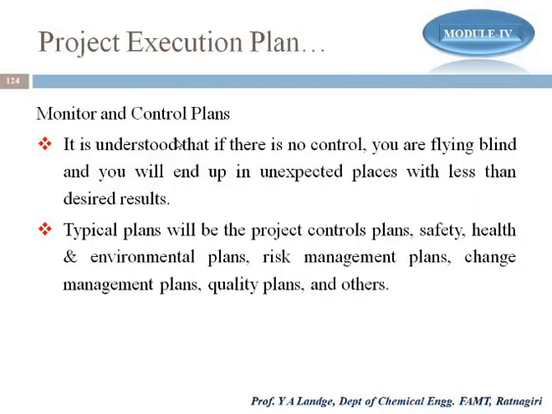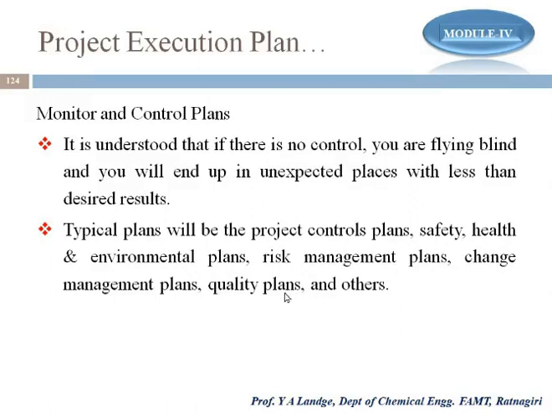Now again, we need to have an execution plan of monitoring and controlling, because if you don't control the project, then it's very difficult to achieve it, because many times there will be delays, or many times you will have to spend much more money. Because of that, a monitoring and control system is very important, and for that we have to make a plan. It is understood that if there is no control, you are flying blind and you will end up in unexpected places. In the typical planning there will be project control plans, safety, health, and environmental plans, risk management plans, change management plans, quality plans, and others.